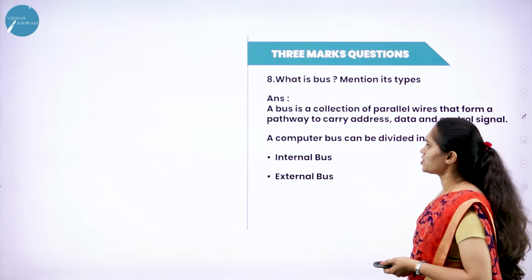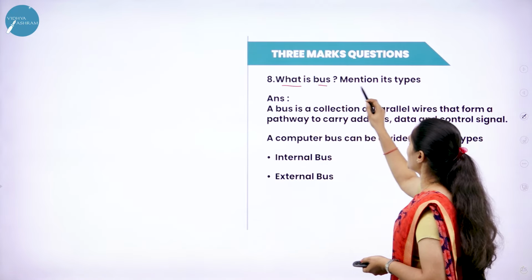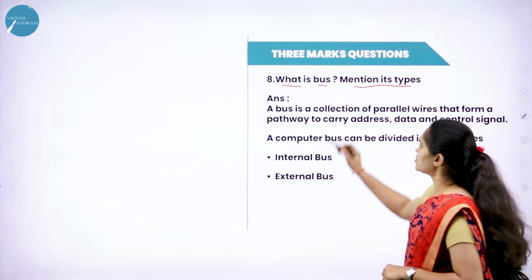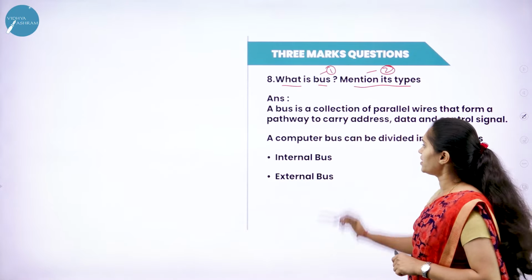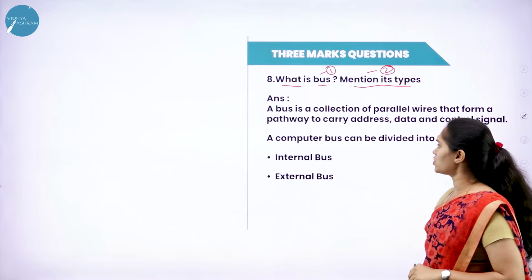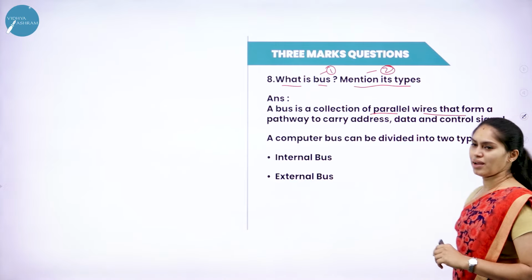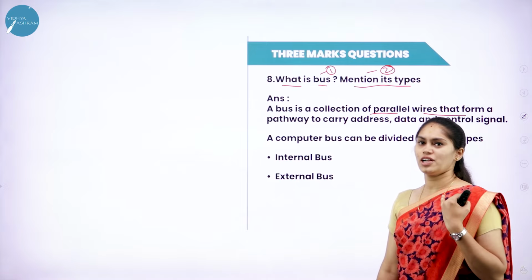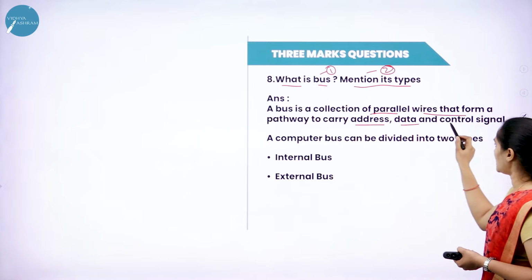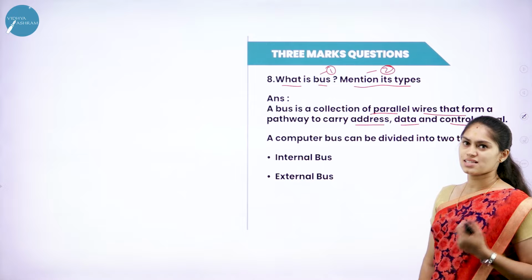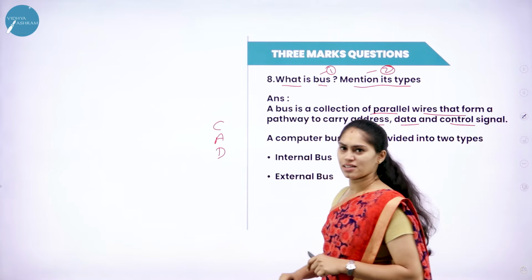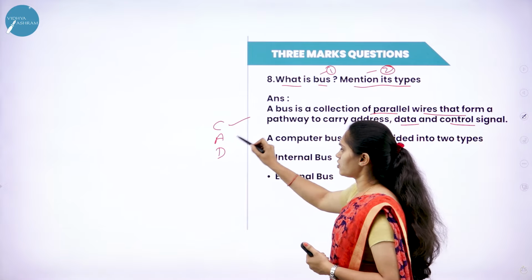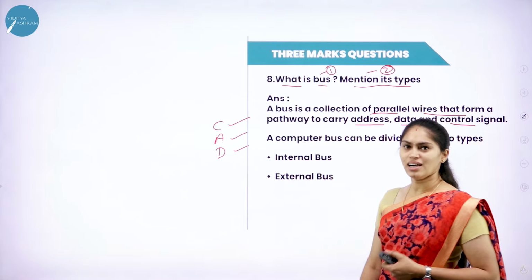We'll see the next question, that is regarding what is bus. Mention its types. Understand, this is for 1 mark and the remaining part is for 2 marks. What is bus then? Bus is a collection of parallel wires that is mainly used to form a pathway in order to carry address, data and control signals. So remember, you have to understand it in the sense of CAD. It carries control signals, address as well as the data.